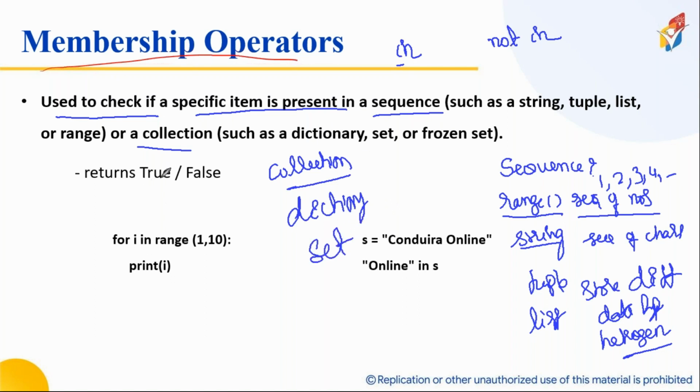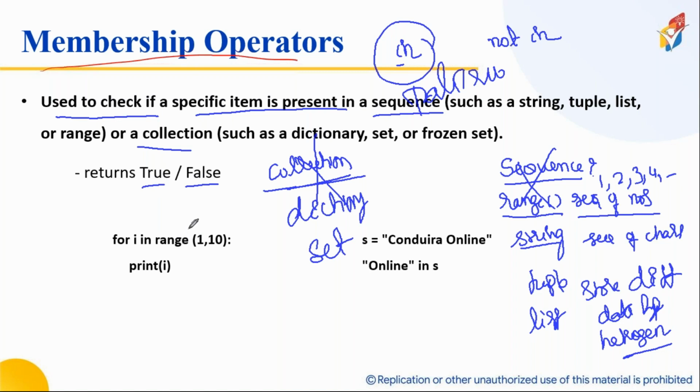Now, in operation returns true when I have the element either in the sequence or in the collection. If I don't have the element in the sequence or collection, in operation returns false. So in operation always returns either true or false. Shall I explain this small example about list operation?